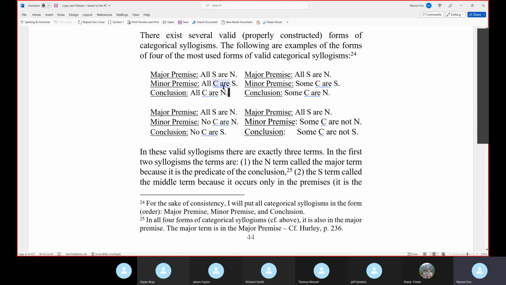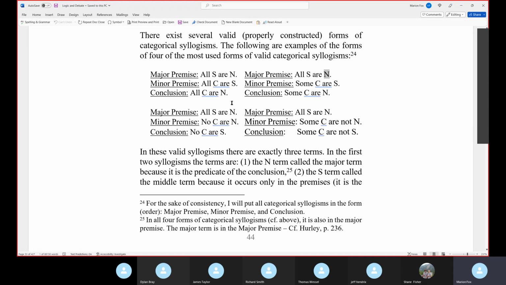All right. Now, if we go back and review this, the major term is in the major premise and the conclusion, and it is the predicate of the conclusion. In this syllogism here, it will be the letter N. The letter N is the major term. It's the predicate of the conclusion, and it's in the major premise. It's also right over here. This is a universal. This is particular, and so it's also the predicate of the conclusion, and it's in the major premise.